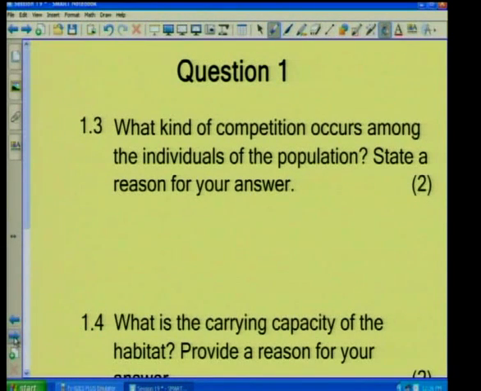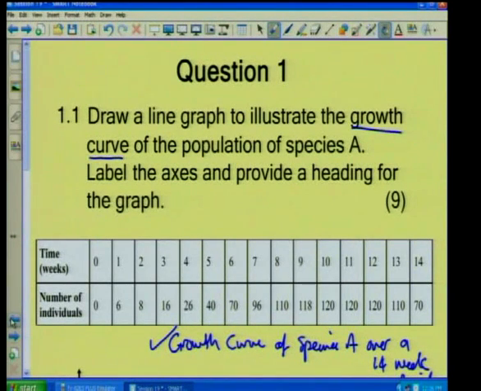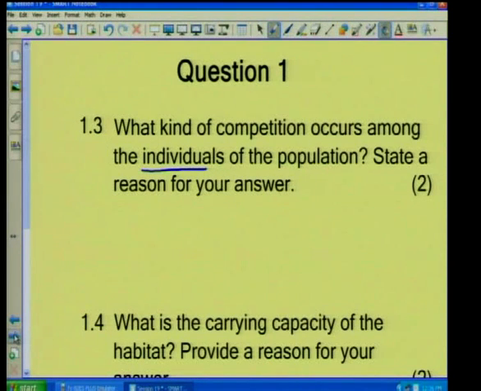Then, what kind of competition occurs amongst the individuals of the population, and state a reason for your answer. So, what kind of competition would occur? It's within this species. It's within these little organisms here. We only have one species, which is species A. So automatically, the competition would be inside the one population. It would therefore be intraspecific competition. It is within one species.